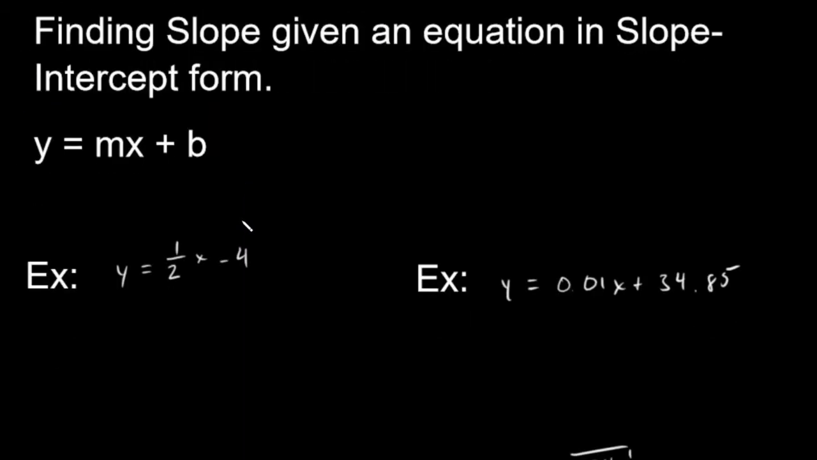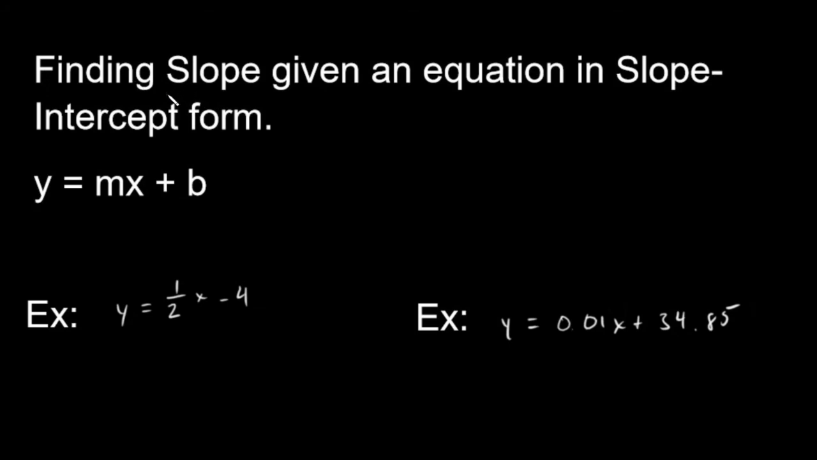Now, this is super duper easy. Find slope given an equation in slope-intercept form. They don't call it slope-intercept form for no reason. I'm sure you're familiar with y equals mx plus b. Your level of familiarity may differ from student to student, but I'm sure all of you have at least vaguely heard of y equals mx plus b. They try to drill it into your head in Algebra 1.